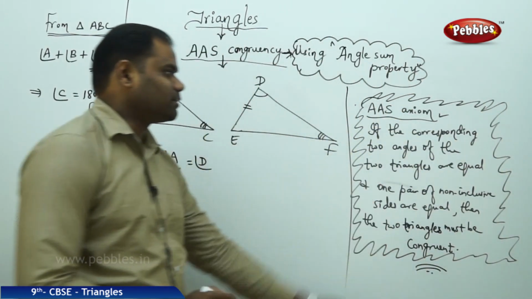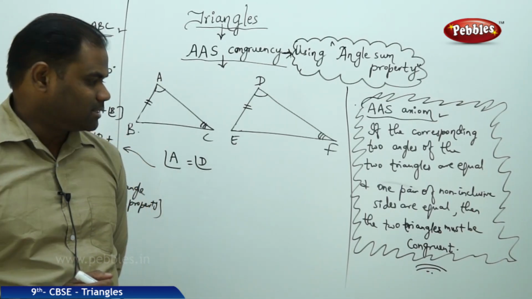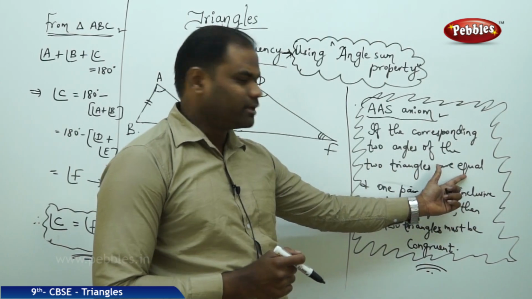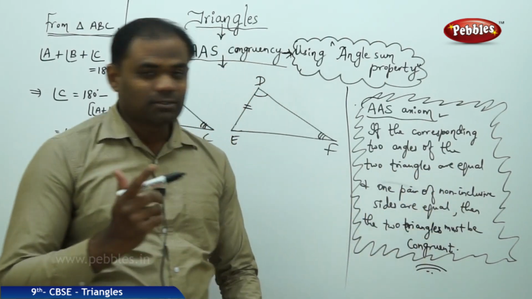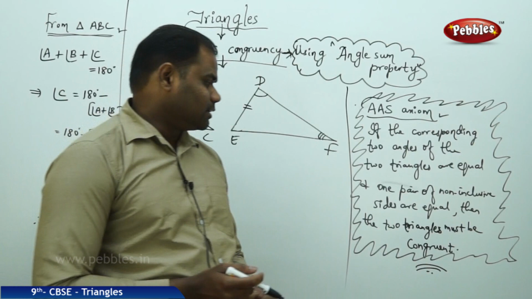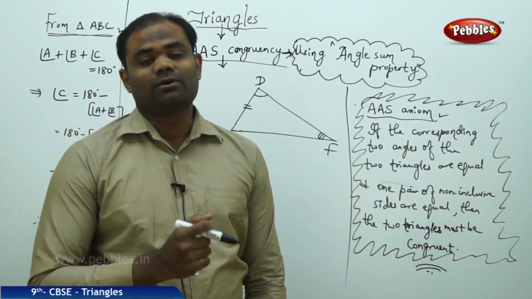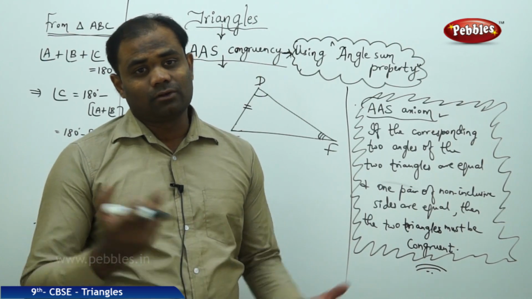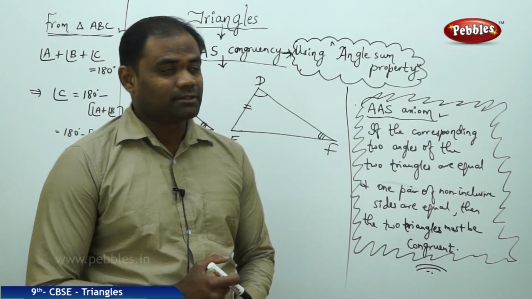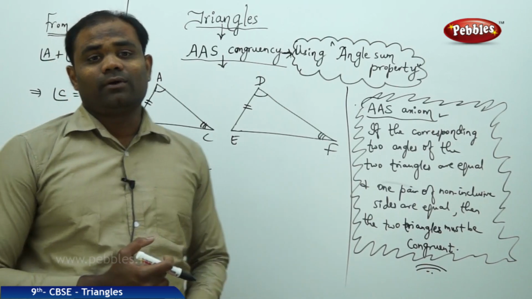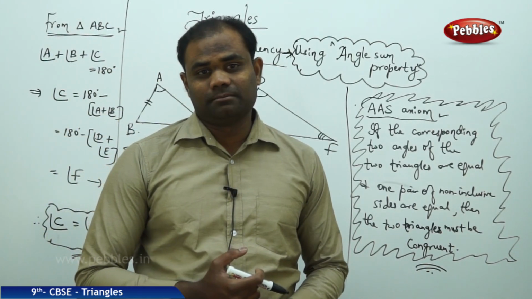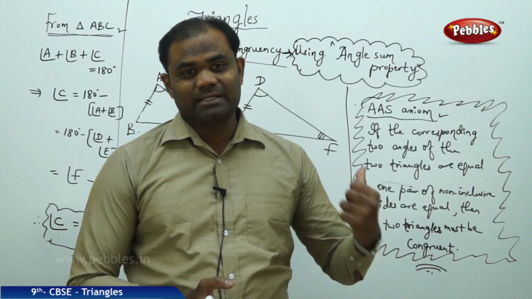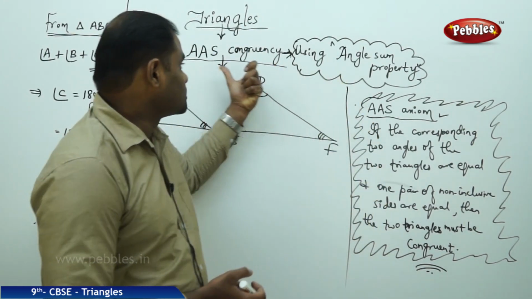That is how we understand the AAS axiom. If the corresponding two angles of the two triangles are equal and one pair of non-inclusive sides are equal, then the two triangles must be congruent. The sides can be inclusive or non-inclusive. It doesn't affect the ASA or AAS axiom, is how we understand. This can also be referred to as the SAA congruency rule.